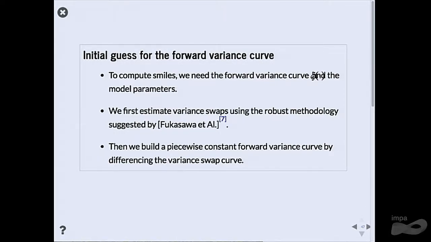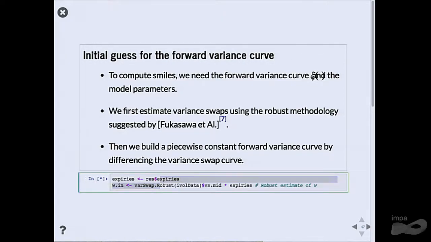So in order to compute smiles, we need the forward variance curve. And to get the forward variance curve, we need the variance curve. And we use the Fukasawa robust methodology to compute the variance curve. It's not very accurate, but it's very robust. And so that's what we do.